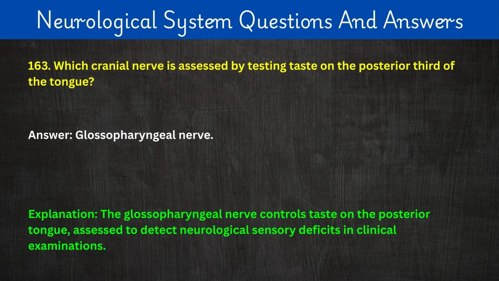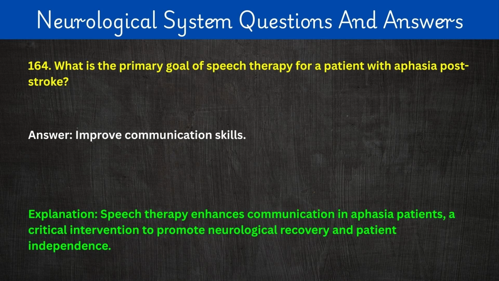163. Which cranial nerve is assessed by testing taste on the posterior third of the tongue? Answer: glossopharyngeal nerve. Explanation: the glossopharyngeal nerve controls taste on the posterior tongue, assessed to detect neurological sensory deficits in clinical examinations.